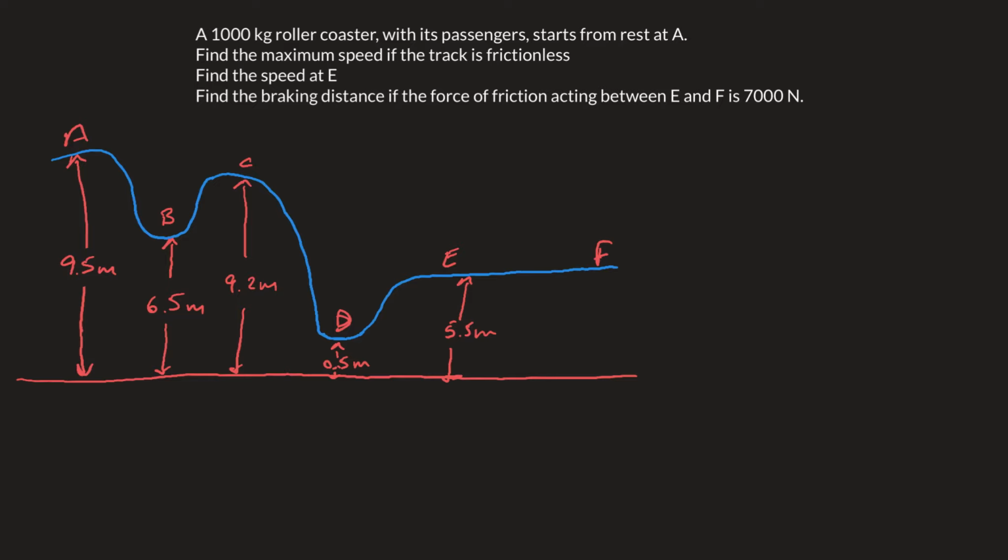We're going to find the speed at point E, then we're going to find the braking distance required if the force of friction or the stopping force acting between E and F is 7,000 newtons.